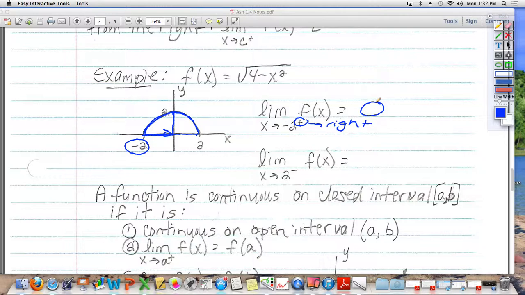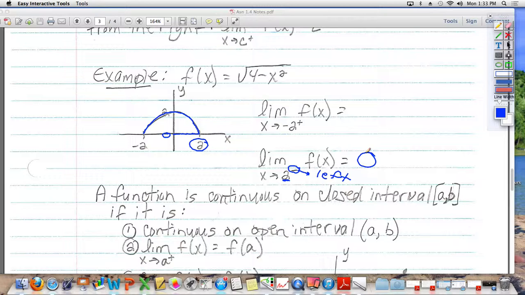What about this one? What if we are approaching 2? Notice it doesn't say -2 anymore. It says 2. We are approaching 2 from the, what does that mean? That means from the left. So here's your x value of 2. We are on the left side and we are headed in following the graph. What y value are we approaching? We are approaching a y value of, again, 0.